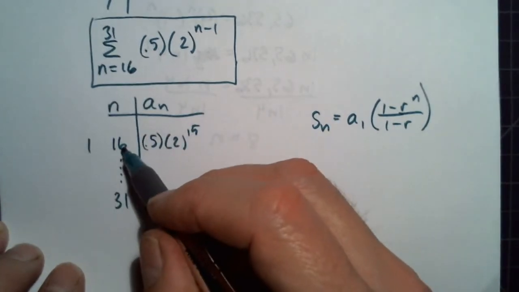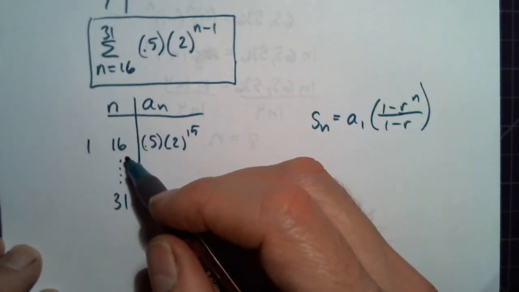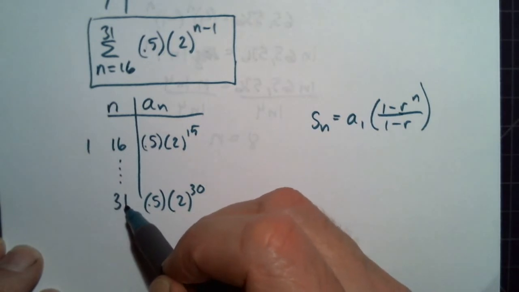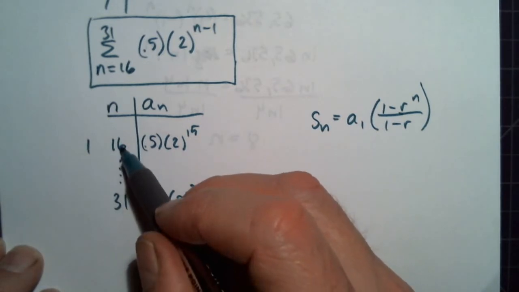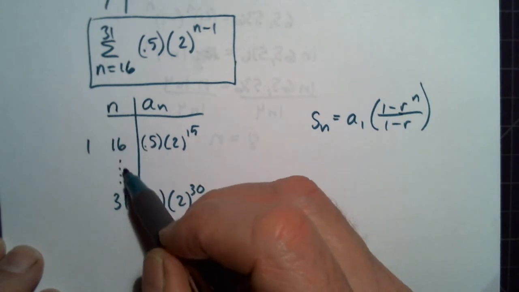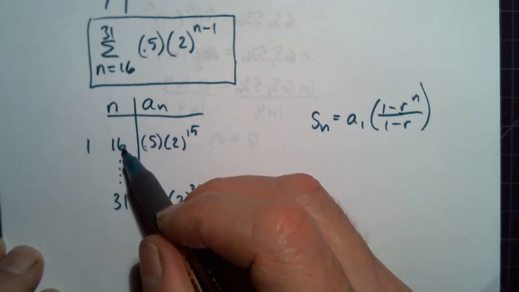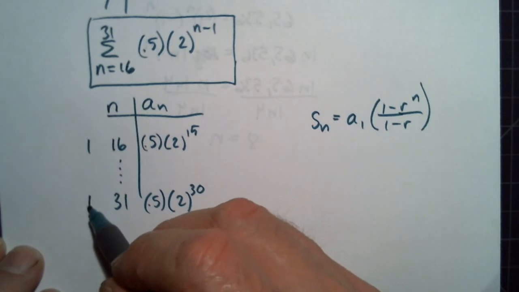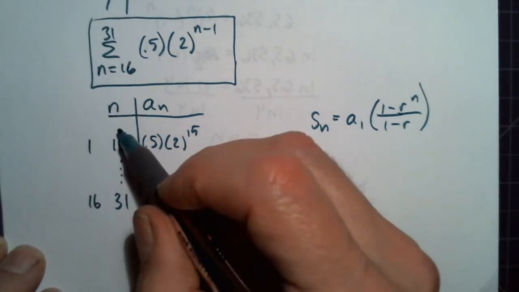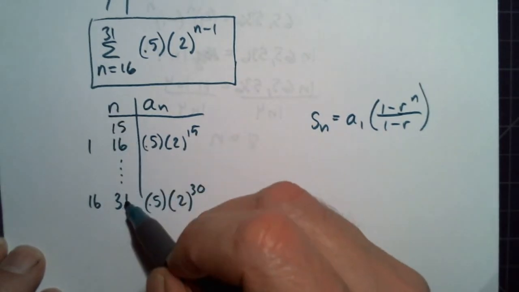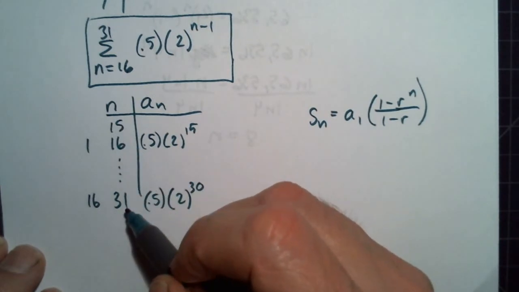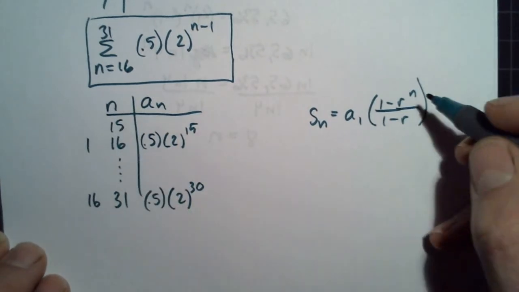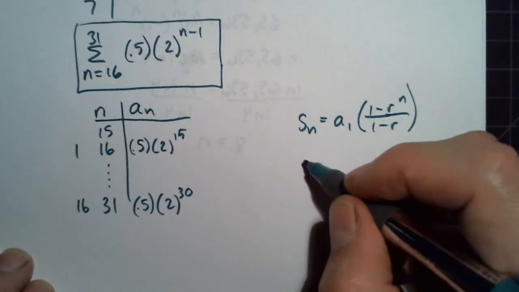So if that's the first term, how many more terms is going to get us to 31? And be careful that we don't just do 31 minus 16, which would give us 15, because that's not counting this term. So we need to say that there's going to be 16. And if you want, one way to do it would just be, go 31 minus the previous, and that will tell you how many are right here. There's 16, so then we know n is 16.